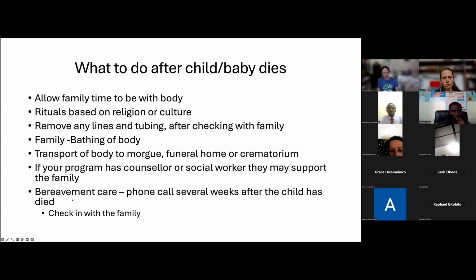And then for bereavement care, the minimum that we do is we make a phone call from the palliative care team, or from the person doing palliative care, to the family several weeks after the child has died, just to check in and say, we're thinking of you. How are you doing now that it's been a couple weeks? And usually in most cultures, there's a specific time, right? There's a ritual of how much time is appropriate before you call, maybe after all the ceremonies have been completed.